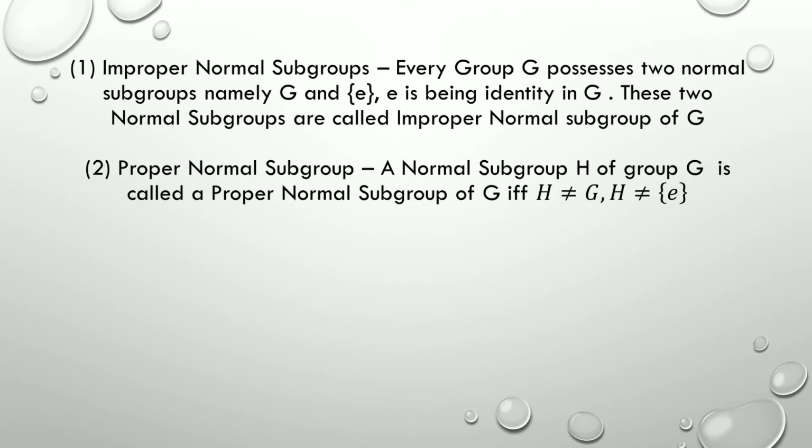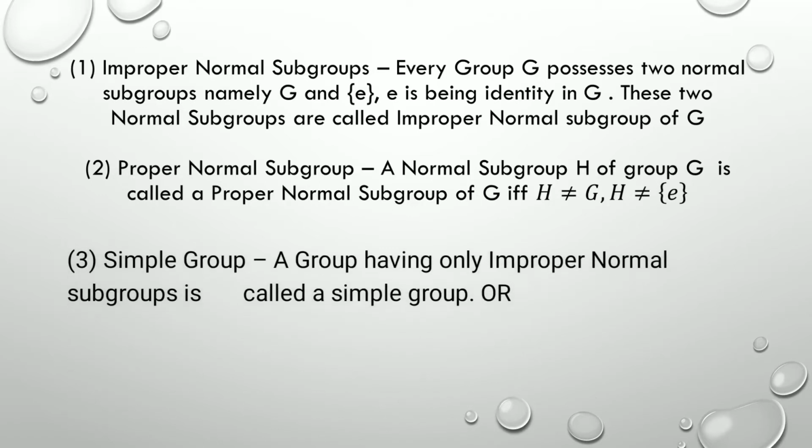And then the second one, proper normal subgroup. A normal subgroup H of group G is called a proper normal subgroup of G if H is not equal to capital G and H is not equal to E.